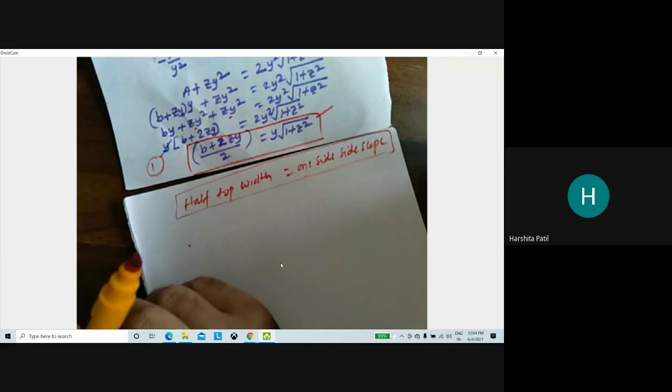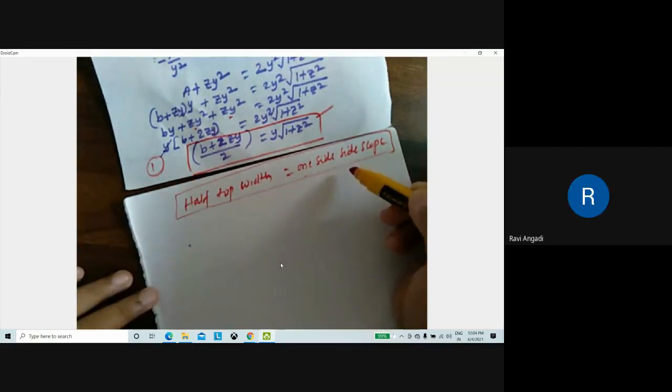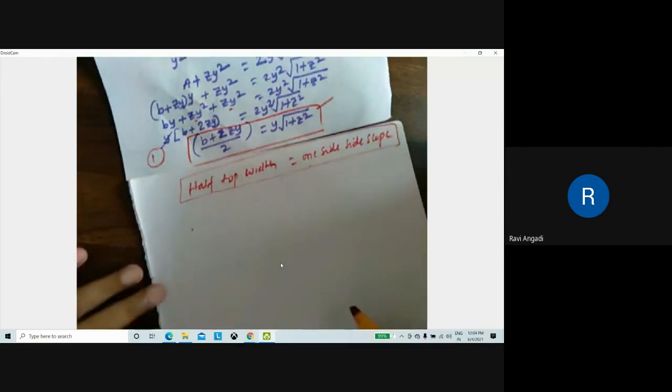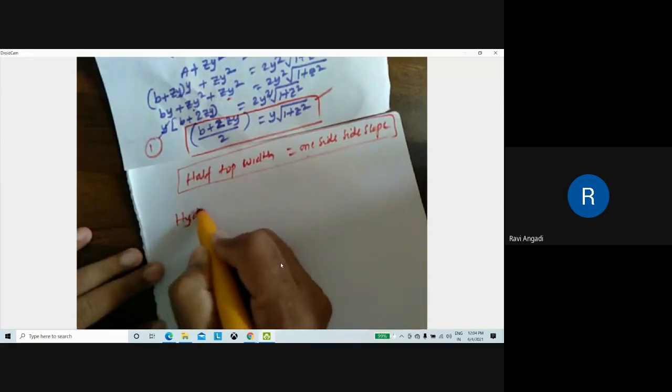Sir. I hope you all have taken till here. Shall I go to the next condition? It's very simple. So the second one is hydraulic radius.